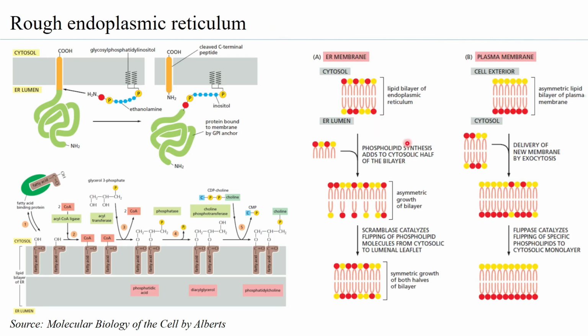So in the ER membrane, you can see how new phospholipids are added, then they are scrambled to form the symmetric growth of both leaflets. Basically what we are trying to say is that new phospholipids are formed or added to the membrane by the ER itself. As you can see over here, these can be carried from the ER by exocytosis. So from the ER membrane, it can be exocytosed, and it can be fused with the plasma membrane.